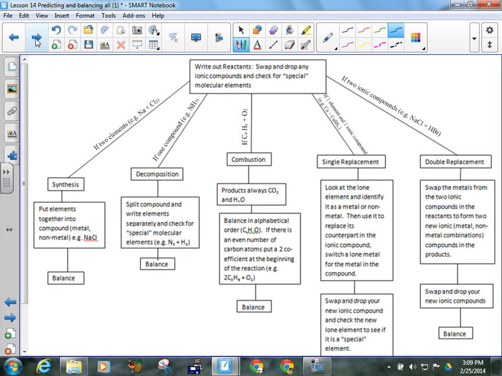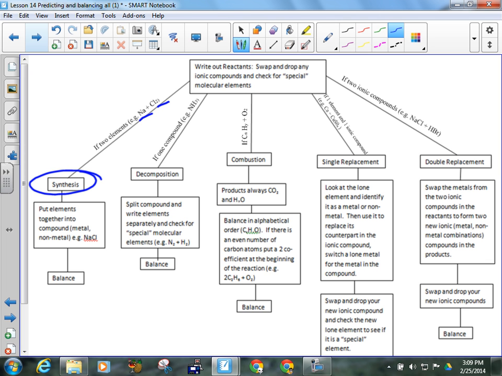So first step, write out your reactants, the starting materials, swap and drop any ionic compounds and check for special molecular elements. So if your reaction has two elements, let's say sodium and chlorine, then you're looking at a synthesis reaction. You put the elements together into a compound, metal, then non-metal, and balance. Is that pretty straightforward to follow? If you have only one compound, so NH3, then you have a decomposition reaction.